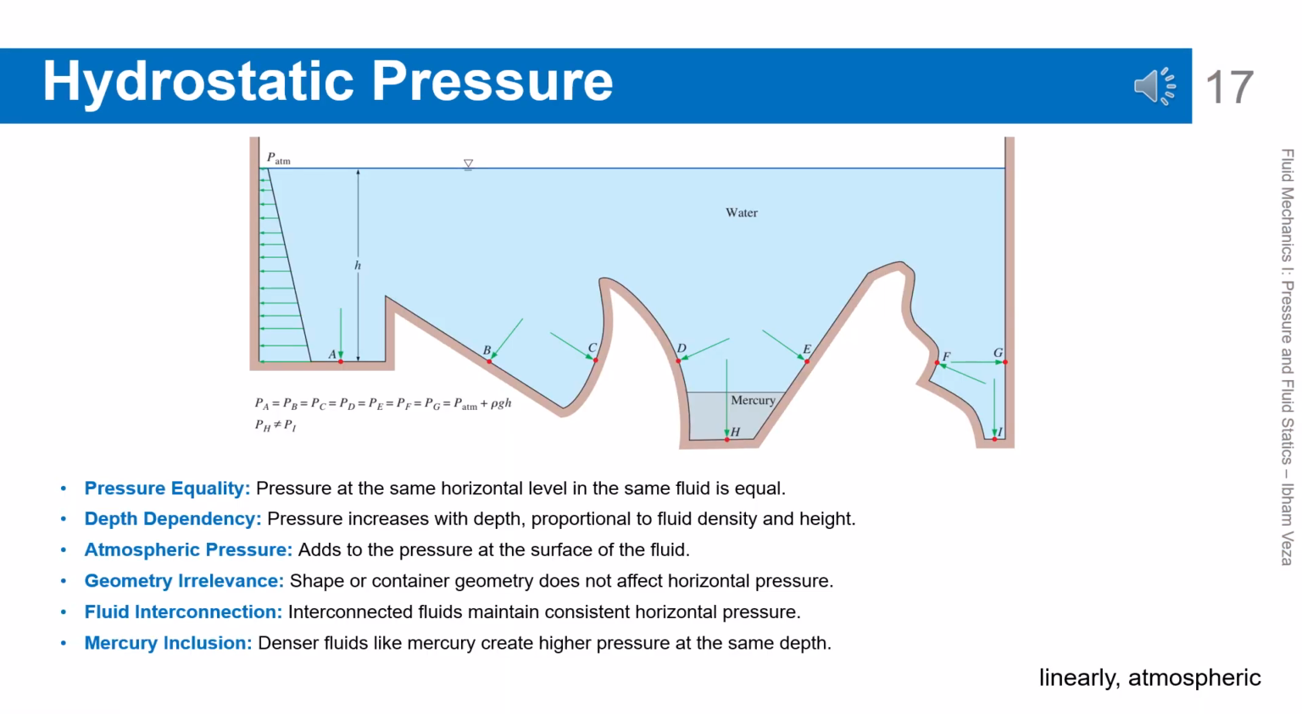Hydrostatic pressure overview. Hydrostatic pressure depends only on depth, fluid density, and gravity. At the same horizontal level in the same fluid, the pressure is always the same. Atmospheric pressure only adds to the pressure at the surface. The shape and geometry of the container do not affect horizontal pressure distribution. Denser fluids produce higher pressure at the same depth.